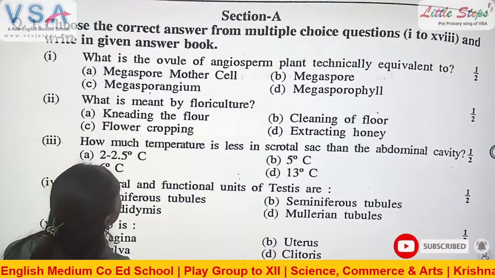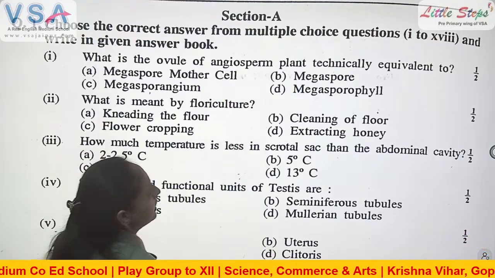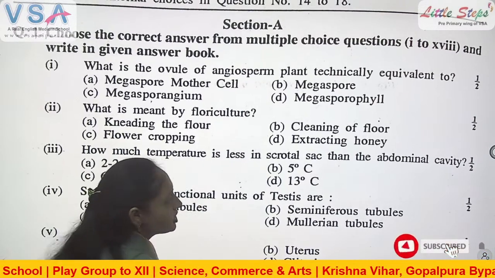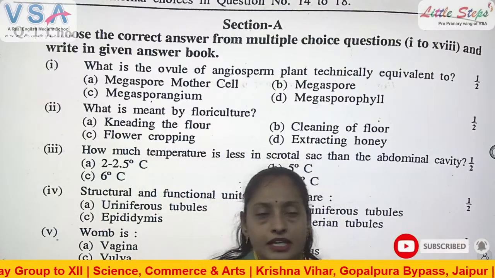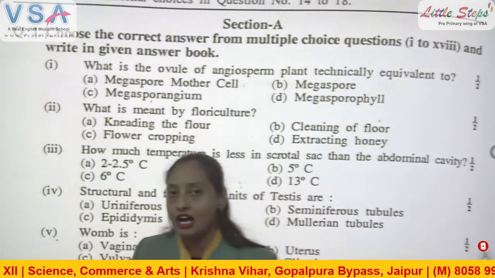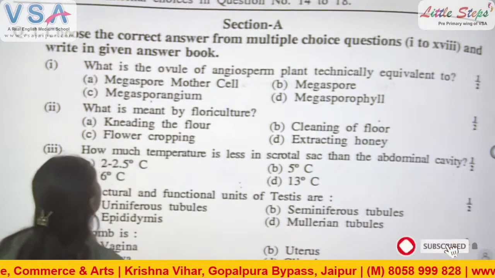These are the MCQ. In section A, we have 18 MCQ, and they will be of half marks each. Okay, now let's start.